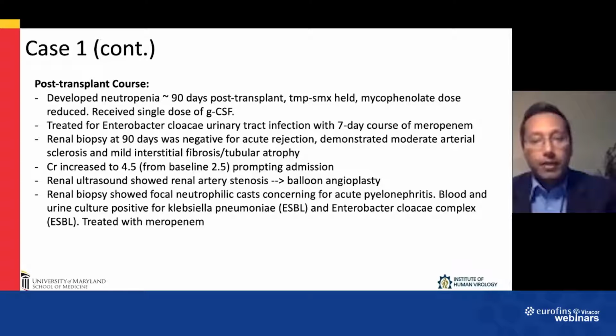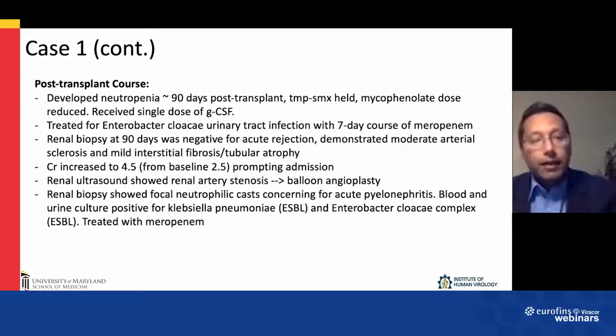Upon admission, she had a renal ultrasound that showed some renal artery stenosis, for which she underwent balloon angioplasty. A renal biopsy was performed again, this time showing focal neutrophilic cast concerning for acute pyelonephritis, and a blood and urine culture, which supported this diagnosis of acute pyelonephritis, as they were both positive for Klebsiella pneumoniae as well as Enterobacter cloacae complex. And this was managed once again with meropenem.